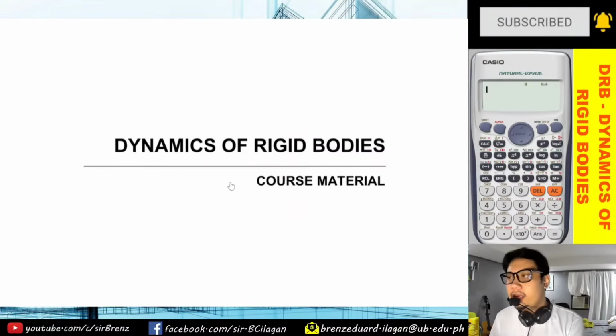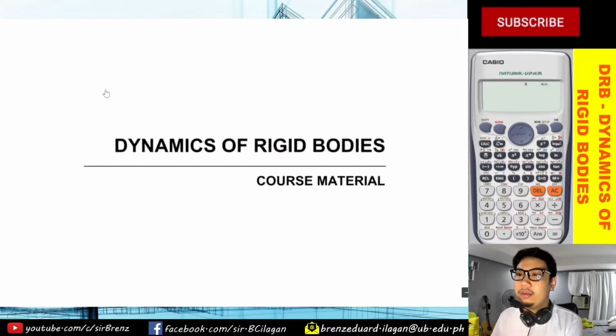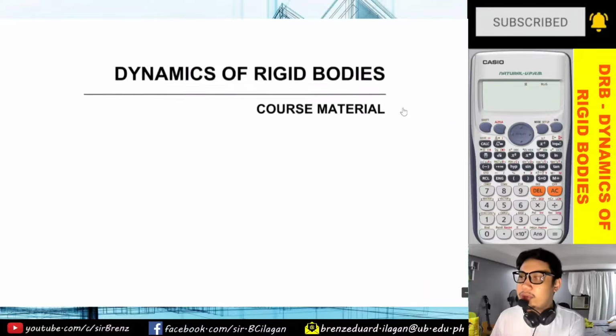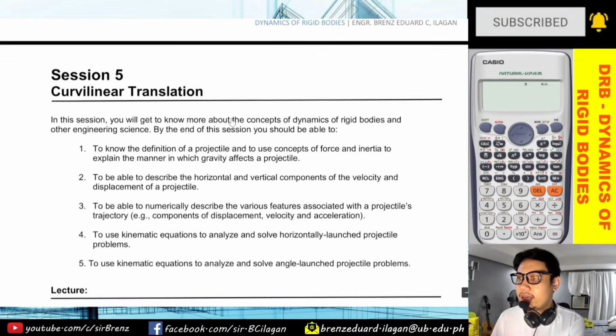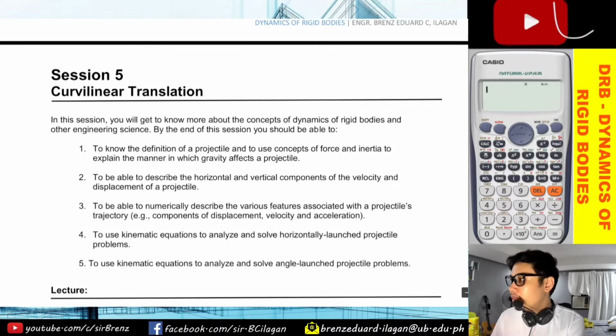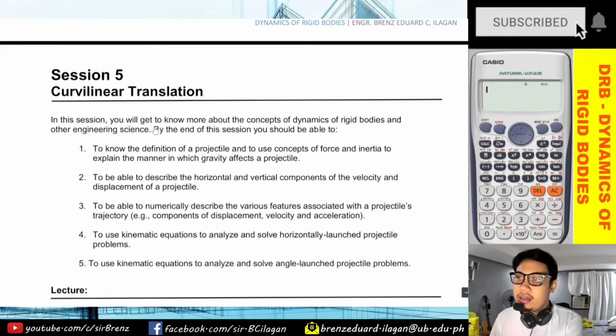Hello guys, good day. So again, we're here to discuss another new topic. Under Module 5, ang pag-aaralan natin ngayon is yung tinatawag na Curvilinear Translation or mas kilala sa tawag na Projectile Motion. So first, under Curvilinear Translation, in this session, you will get to know more about the concept of dynamics of rigid bodies and other engineering science.